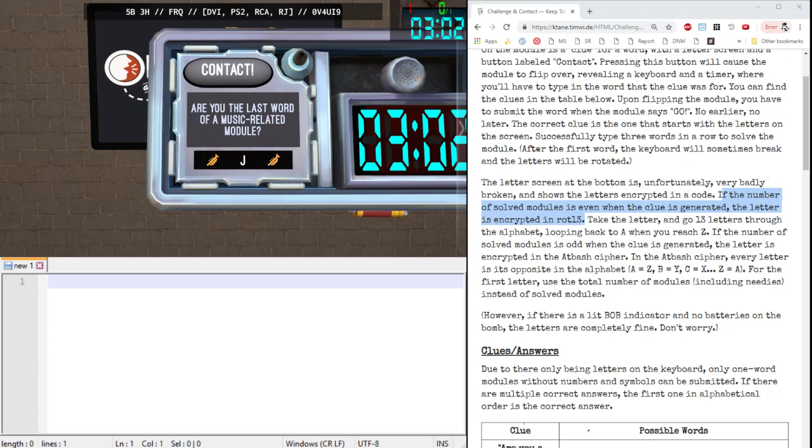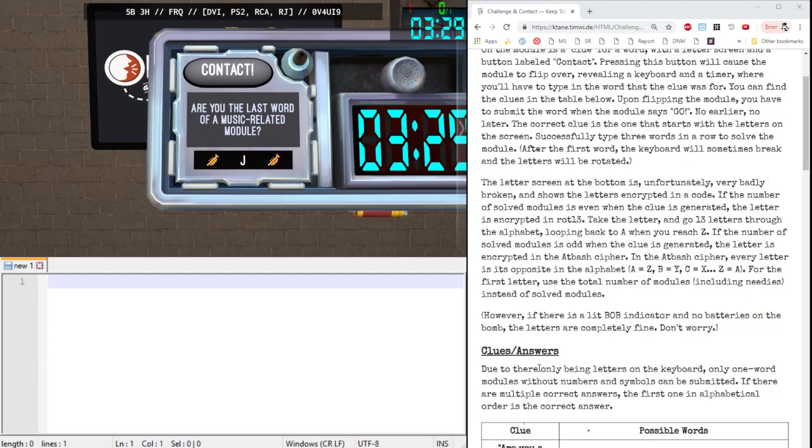So, if we did rot 13 on J, J is 10, 10 plus 13 is 23, 23 is W, so we'd want a word starting with W. Are you the last word of a music-related module that starts with W? Now these are legitimate KTANE questions. The answer is actually a music-related module with multiple words. So if you know the game, you can solo this pretty easily.